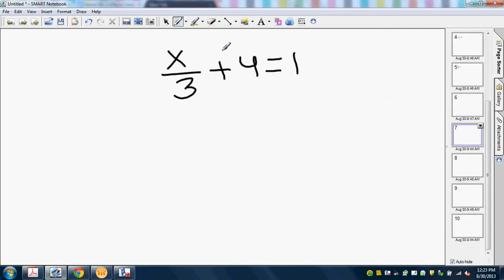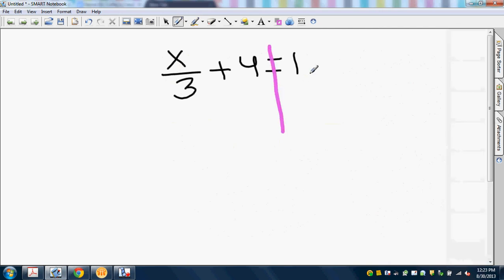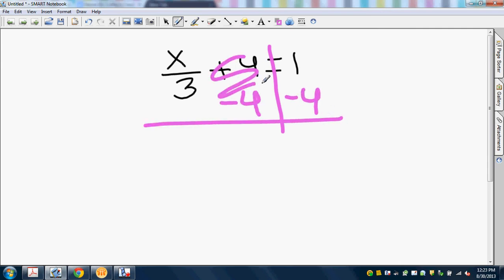Now let's try another example. All right, so here we have x divided by 3 plus 4 is equal to 1. So again, we want to do reverse order of operations. We're going to do any adding or subtracting first. And it's really important because if we multiply both sides by 3, it's not going to work out the same, okay? So we're going to start by subtracting 4 from both sides. And when I subtract 4, 1 minus 4 is negative 3. And so I have x divided by 3 is equal to negative 3.